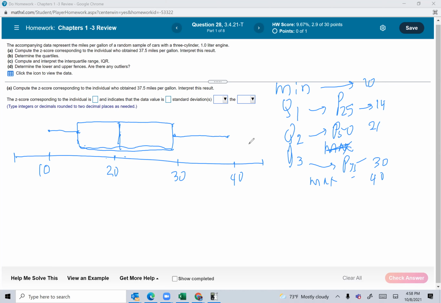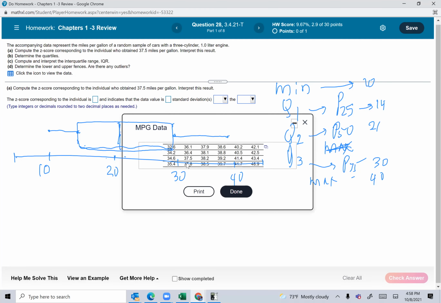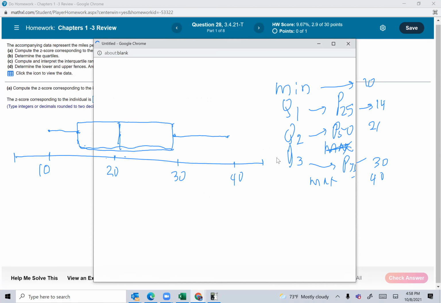If the whisker is longer toward the right, we call it a right skewed distribution. If the whisker is longer toward the left, we call it a left skewed distribution. And actually, guys, if you have data, you don't need to do it by hand. Your StatCrunch can do it. Let me open StatCrunch and show you how to construct the box and whisker plot.